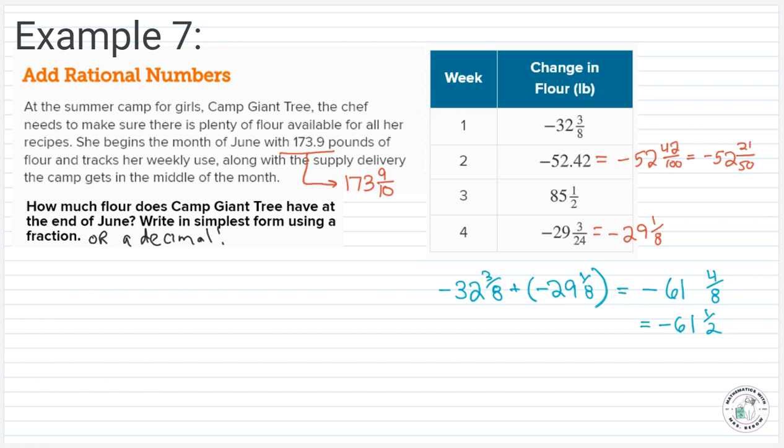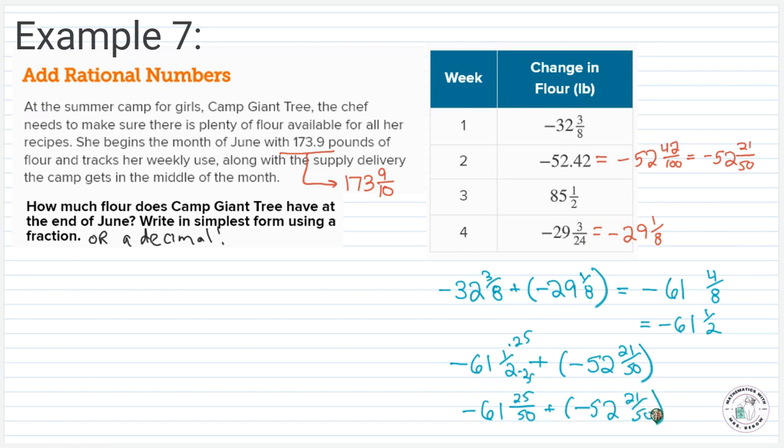So now we're going to be adding that negative 61 and a half to this negative 52 and 21/50ths. A half is not too bad to convert into a common denominator with that 50, because all you have to do is multiply each of these numbers by 25. So this is going to turn into negative 61 and 25/50ths plus negative 52 and 21/50ths. Again, same sign, so we're going to add like normal. We can add our two fraction pieces: the 25 and the 21 is going to make 46, so we'll have 46 over 50. And then we have the 61 plus 52, so that's going to be 113. So negative 113 and 46/50ths.